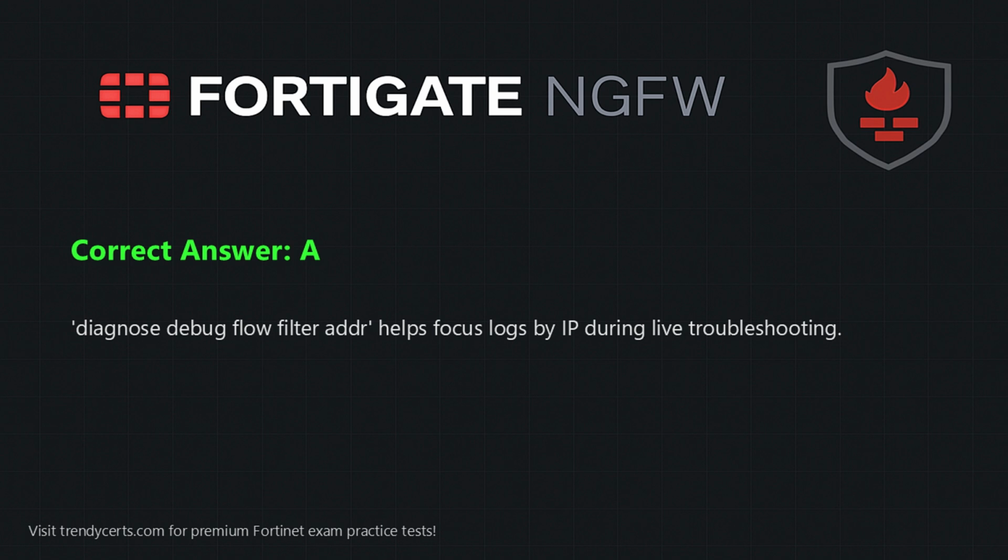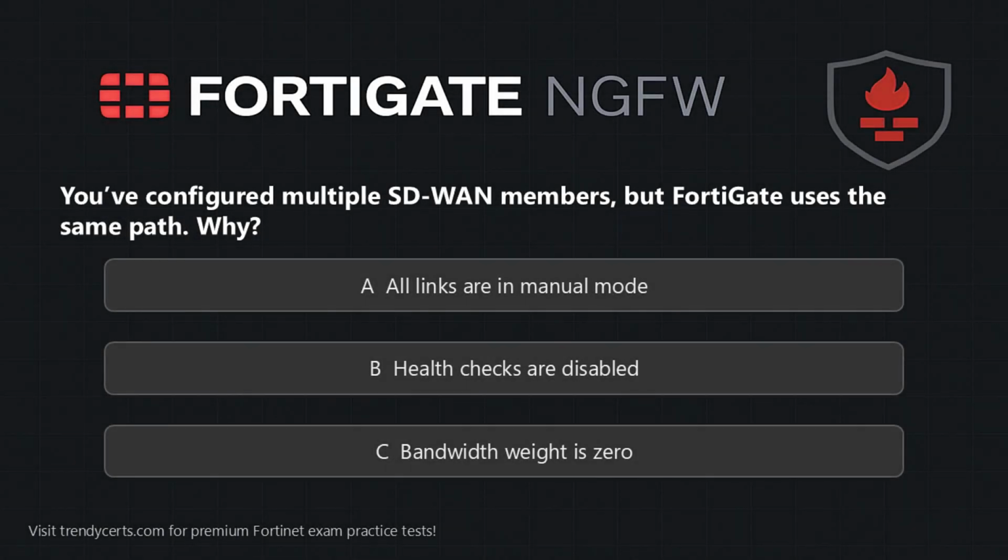This command is used for real-time traffic debugging and allows you to focus on logs from a specific IP address, which is extremely useful during live troubleshooting. You've configured multiple SD-WAN members, but FortiGate continues to use the same path every time. What could be the reason?